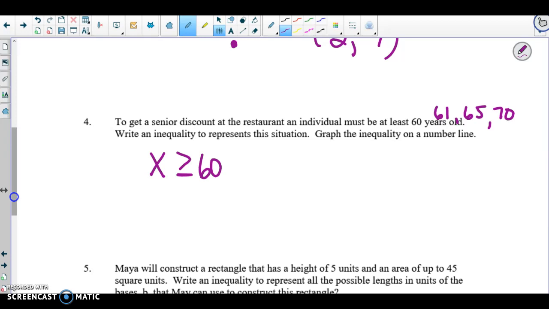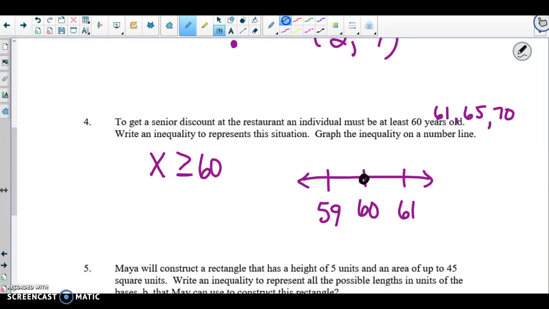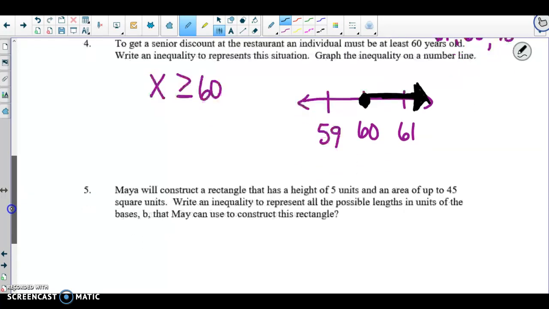Okay, and if I'm going to graph that, I have a number line here, and we're just going to focus on the 60, and we're going to add 61 here, and I'll go ahead and put 59 here. And so it includes the value of 60. So I'm going to make a big dot on 60 because it includes that value, and then everything this direction. So I'm going to shade that to show that it's 60 and everything to the right.